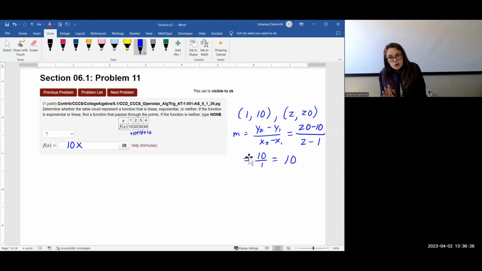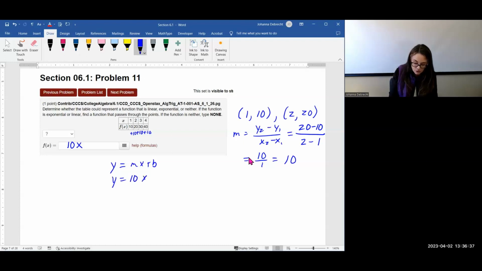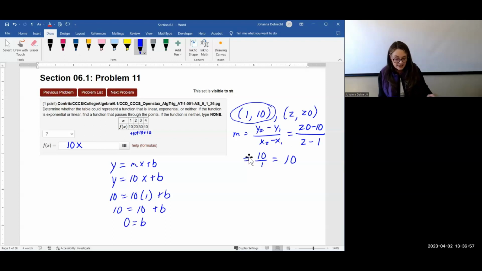Now, if you're not sure how I did that, don't forget that you can just take the equation y equals mx plus b, replace the slope with 10, and then use one of your ordered pairs. I'd probably use the (1, 10) since the numbers are smaller. y is 10 when x is 1. And then the only thing that will make this true is if b is equal to 0. And that means it goes through the origin, right?